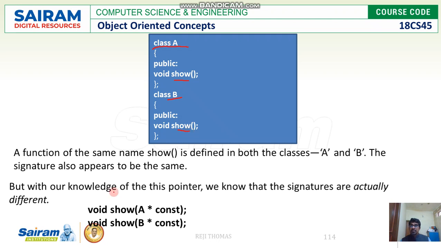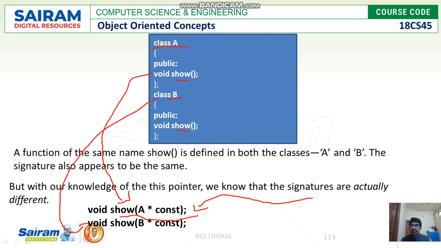How can this happen? The same name show is defined in both the classes A and B, but we have the knowledge of the this pointer. The this pointer is going to convert the show into this format, so there is no confusion. This is what we learned: the this pointer is a pointer to the object which has invoked the function. In the same way, the second one will be converted into this format, so there is no confusion.